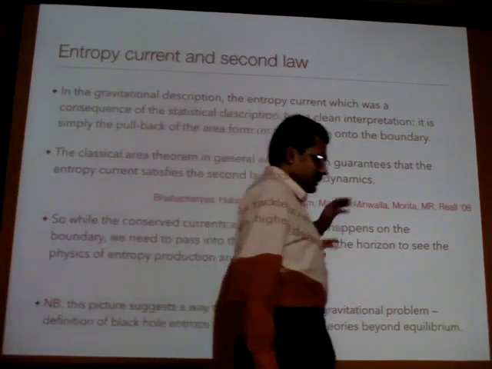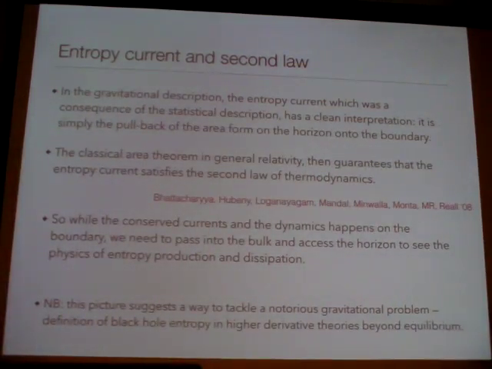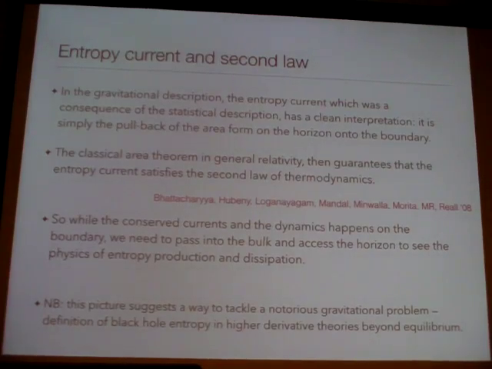in the black hole, in the gravitational context, is much more natural. It's really some kind of structure on the horizon. The presence of a horizon is what causes the entropy. The area of the horizon is related to the entropy current, as we showed a few years ago.